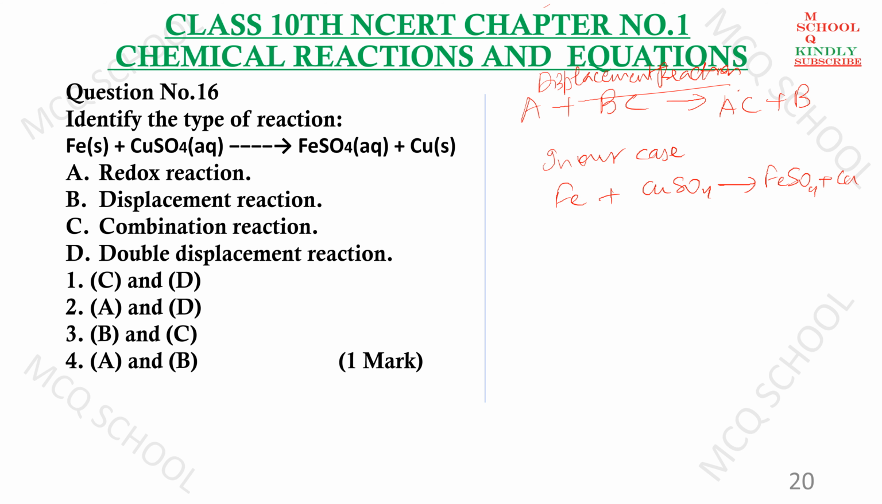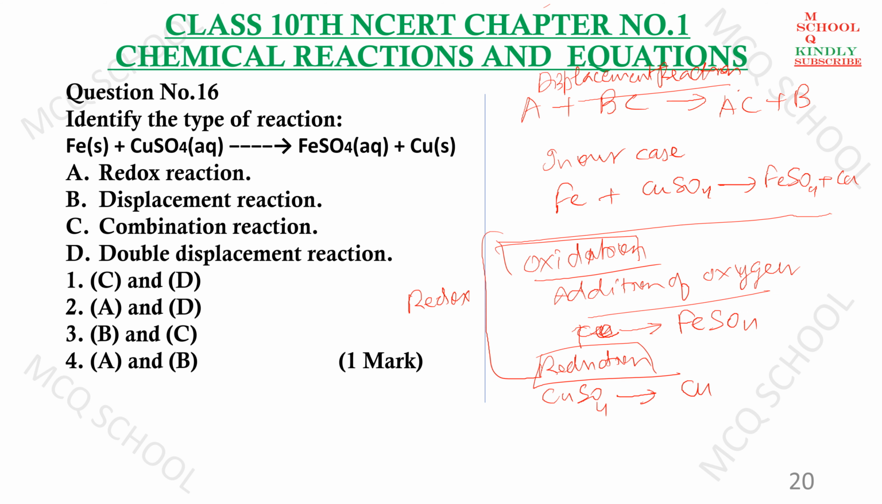In displacement reaction, as we have seen in the last slide also, if one element A reacts with BC, it forms new compound AC, and element B separates out. In our case, iron plus copper sulfate reacts to form iron sulfate and copper. So for sure it's a displacement reaction at first.